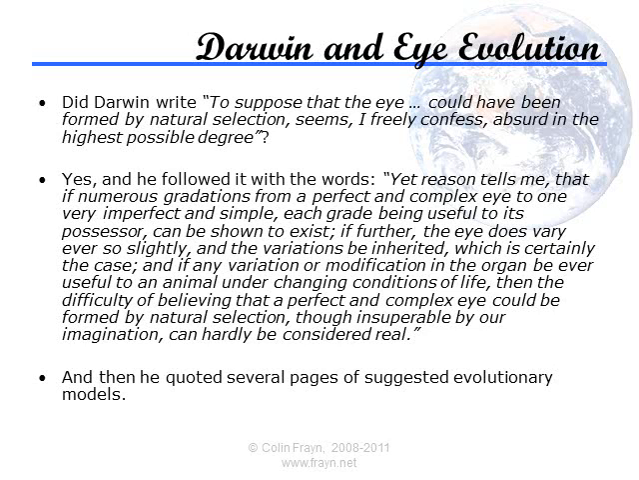However, if you don't stop reading at the end of that sentence and instead continue reading to the next sentence, the paragraph continues like this: "Yet, reason tells me that if numerous gradations from a perfect and complex eye to one very imperfect and simple, each grade being useful to its possessor, can be shown to exist, if further the eye does vary ever so slightly and the variations be inherited, which is certainly the case, and if any variation or modification in the organ be ever useful to an animal under changing conditions of life, then the difficulty of believing that a perfect and complex eye could be formed by natural selection, though insuperable by our imagination, can hardly be considered real."